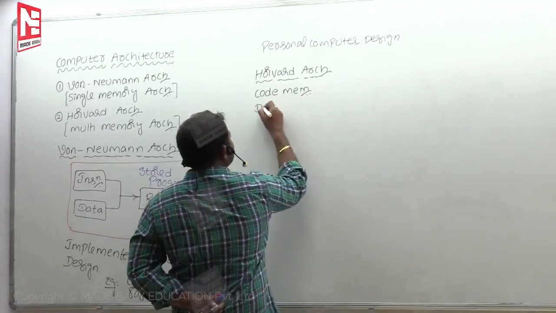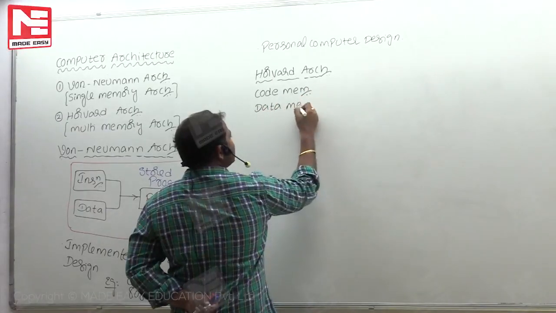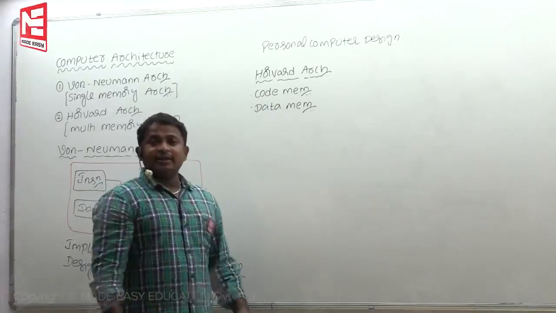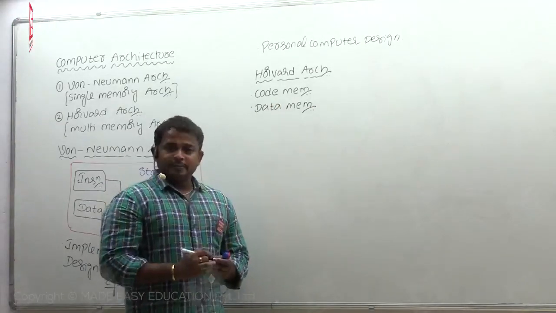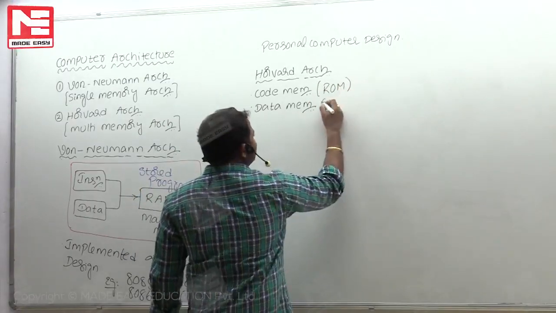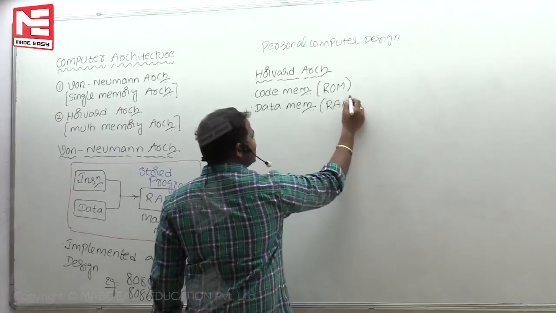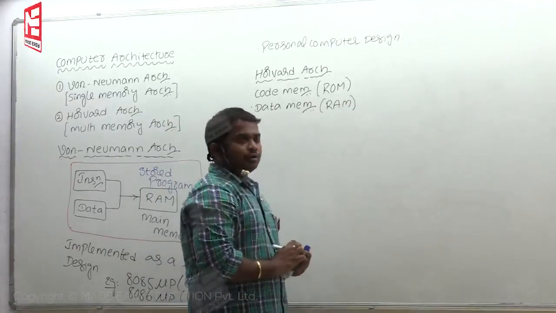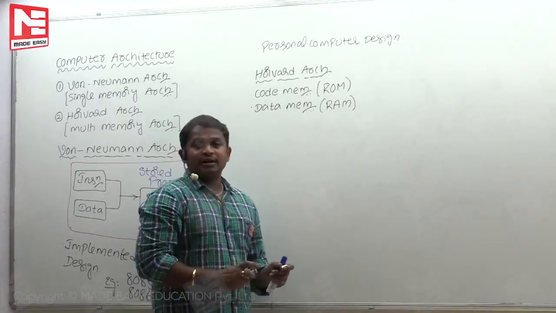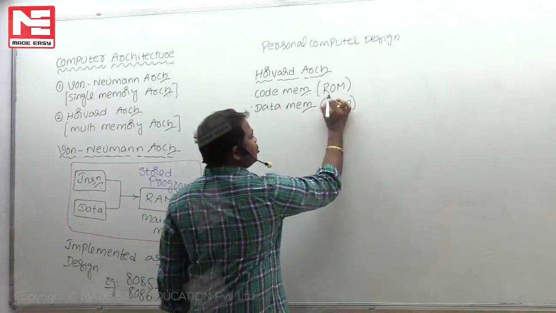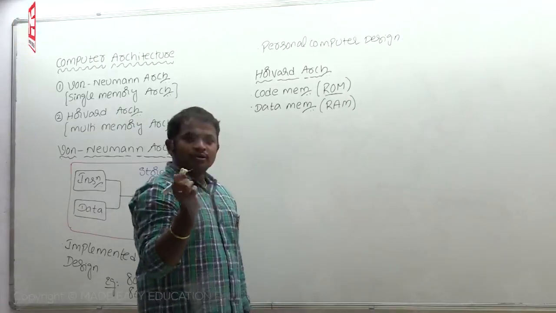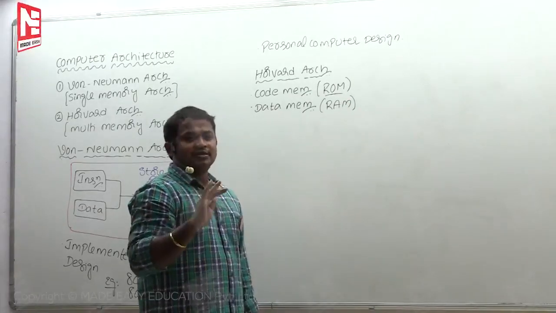Code memory, data memory. The application program is present in the code memory, and data is present in the data memory. Code memory is a permanent memory, that is ROM, read-only memory. Data memory is a volatile memory, that is RAM. Therefore, in this architecture, the CPU always executes the predefined program in the ROM. Whatever program is defined in the ROM, that program is always executing.